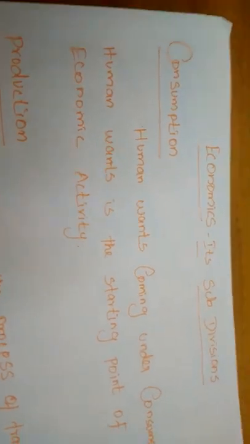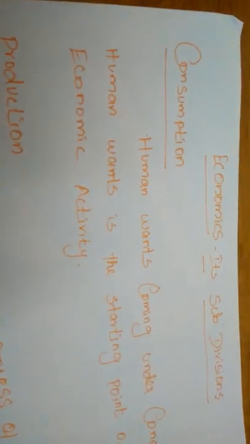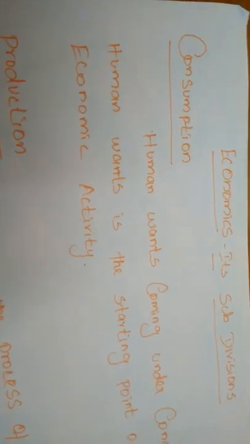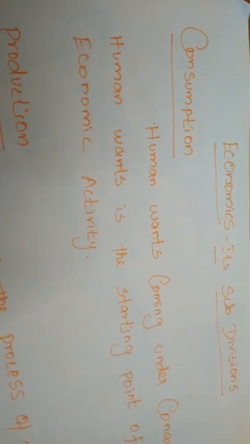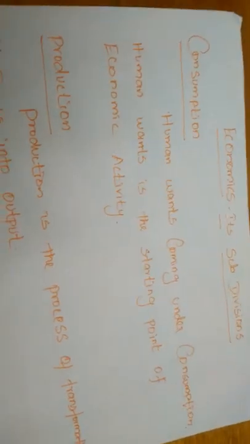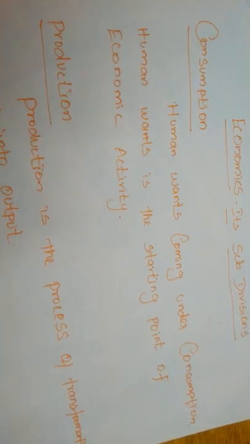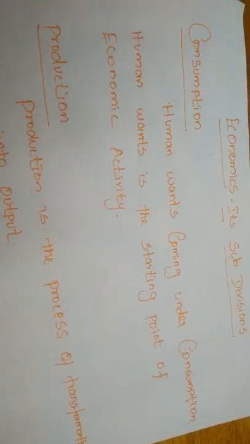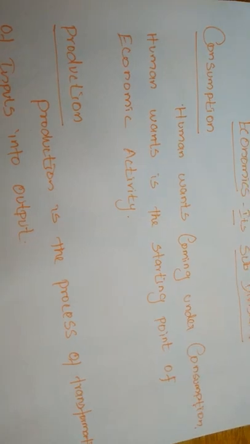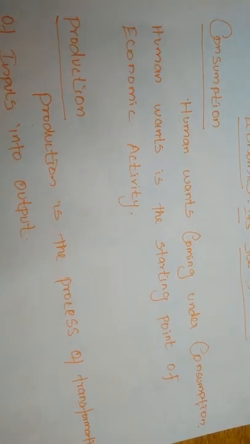Okay, students, next we will study some of the subdivisions of economics. Without the subdivisions, economics will not be complete. So we can say these factors are the subdivisions of economics. The first factor is consumption. Human wants come under consumption, and human wants are the starting point of economic activity. Already I told you on the first day that economic activity is undertaken on the basis of human wants as the starting point.